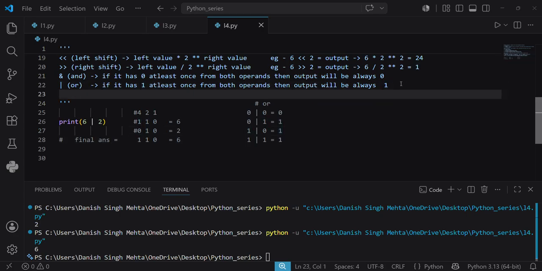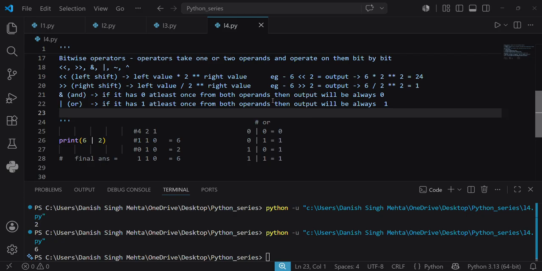Now if I come towards the NOT operator, I should turn this into a capital letter.